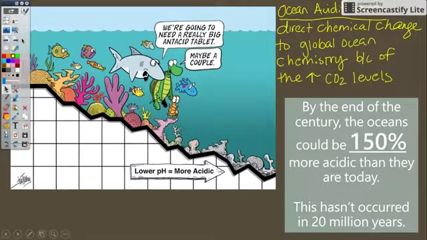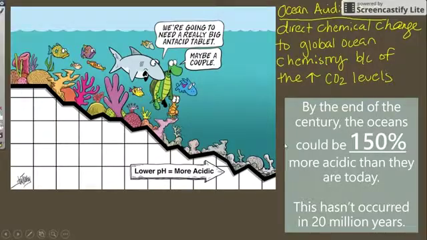So it's said that by the end of the century, our oceans could be about 150% more acidic than they are today. And that seems like a huge jump in our pH range, but really, if we're looking at the pH scale, that's only about half a pH point more acidic than it is right now. This is a condition that we have not seen on Earth in probably 20 million years, and it's something that the organisms are not quite used to.